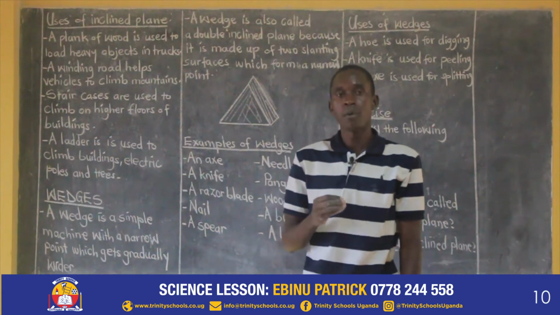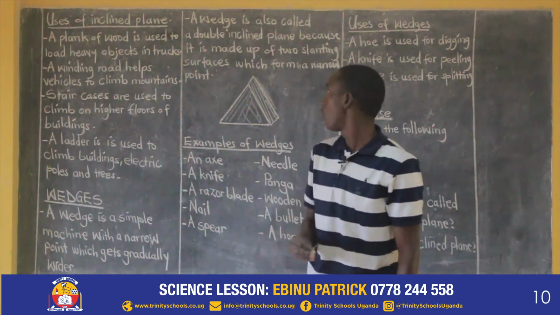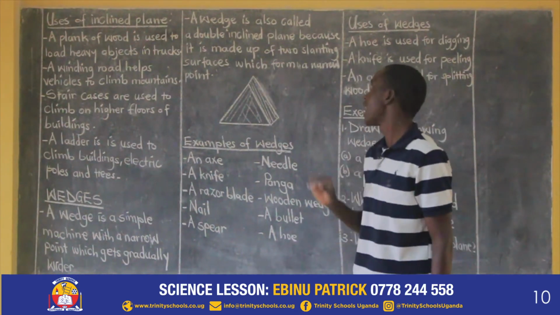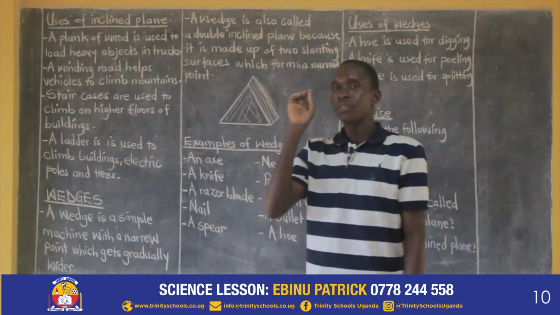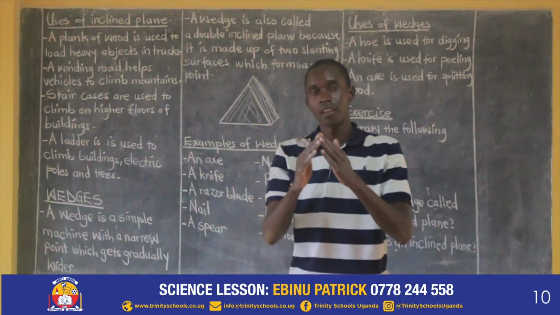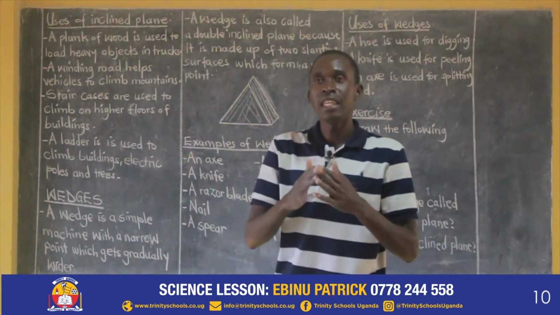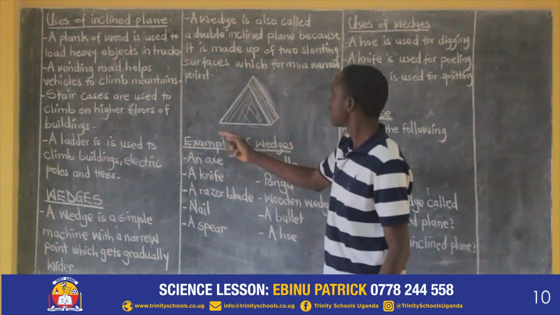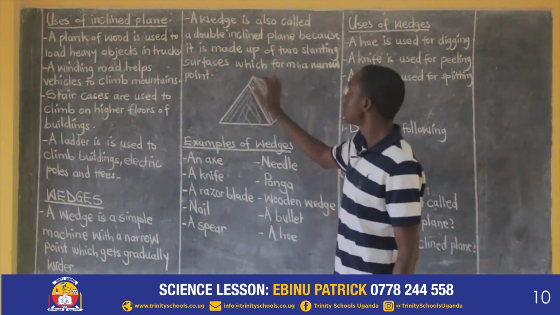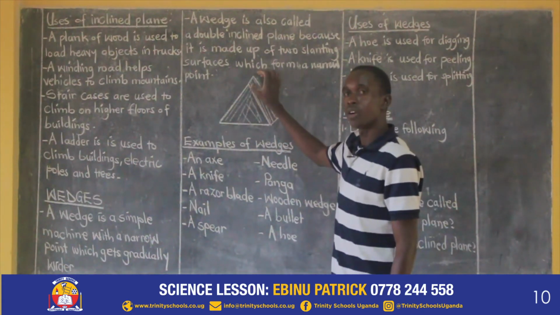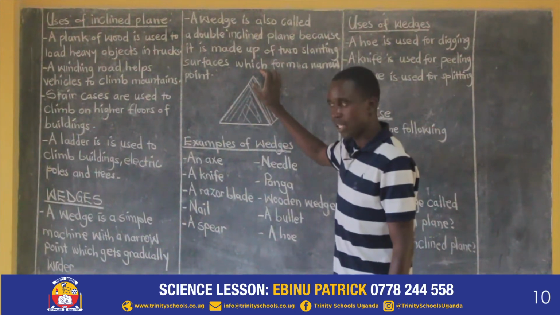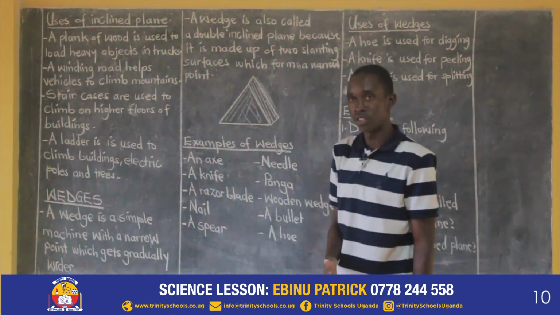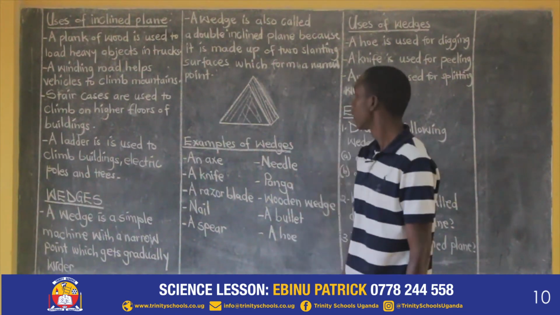They can also be called double inclined plane. Why are they called double inclined plane? Because they have two slanting surfaces that form a narrow point. That's why they are called the double inclined plane. So if someone uses the words double inclined plane, that person is also correct to mean wedges.